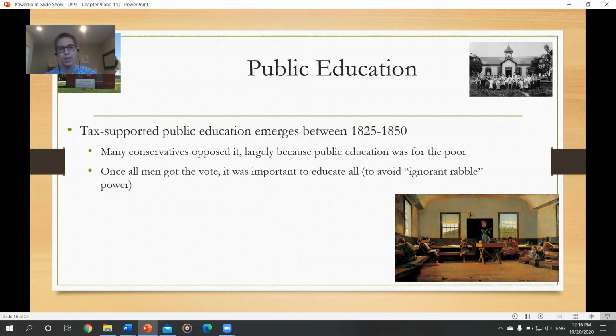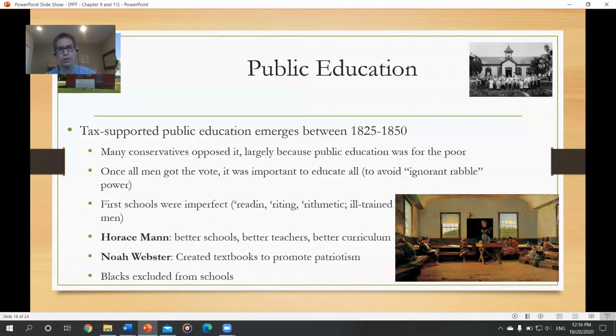Education is another one of the big reform movements here, and this is public education. Public education meaning it's funded by the government or funded by our tax dollars. Public education begins to emerge 1825 to 1850. If you were in AP Euro last year, you might remember that Napoleon Bonaparte in France popularized the idea of state-run high schools. So this is kind of continuing that trend.